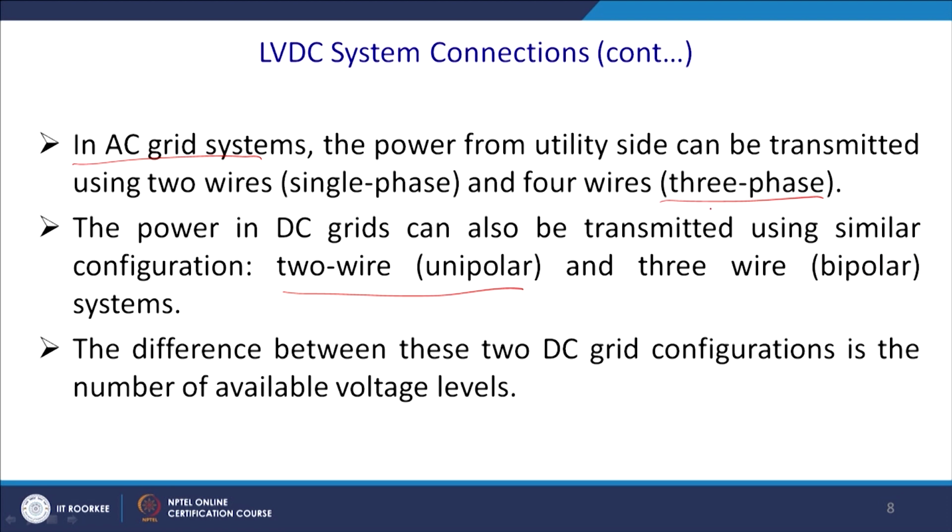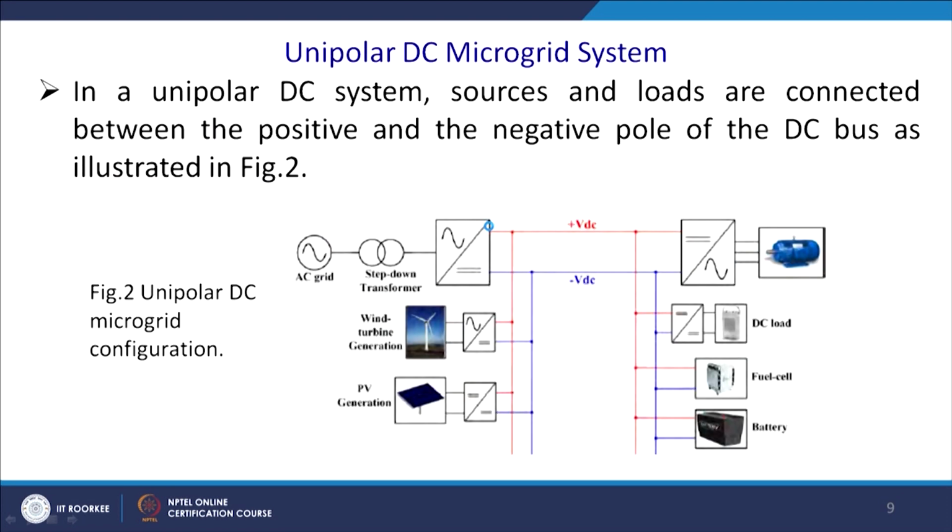The difference between these two DC grid configurations is the number of available voltage levels, and in modern systems people sometimes prefer the bipolar system because you can balance your loads. In a unipolar DC system, sources and loads are connected between the positive and the negative pole of the DC bus voltage, as illustrated in this figure. This is a unipolar DC configuration.